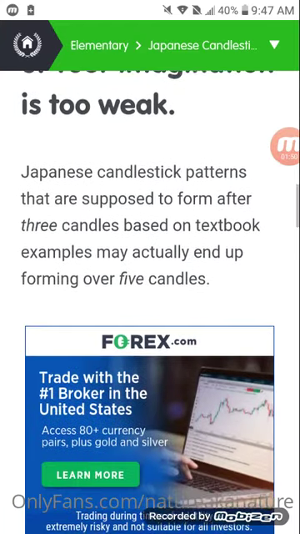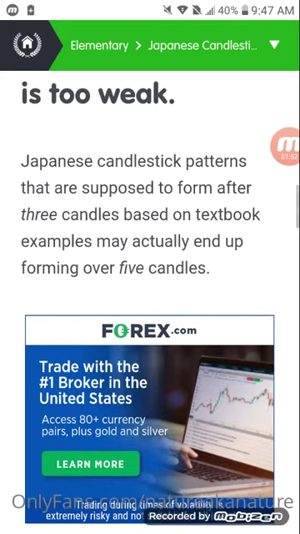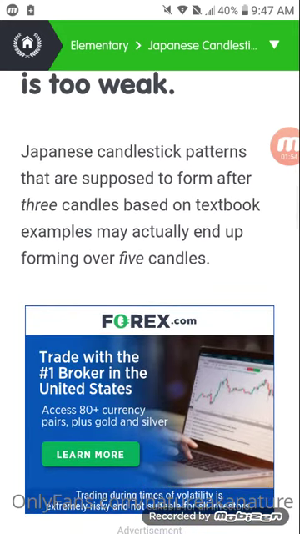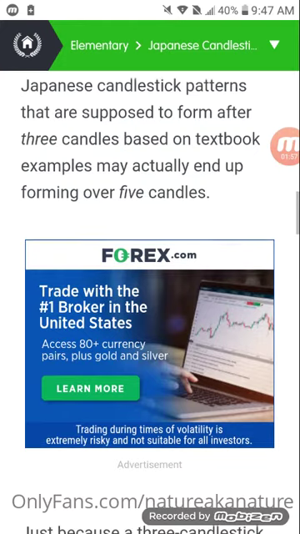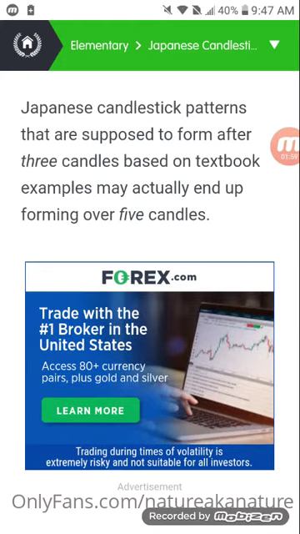Your imagination is too weak. Japanese candlestick patterns that are supposed to form after 3 candles based on textbook examples may actually end up forming after 5 candles. So wait for Japanese candlestick patterns to actually form. As you saw, the three inside up was a triple candlestick pattern that had to form for the trend to change. It took a triple candlestick pattern known as a three inside down to actually switch the reversal of the trade.